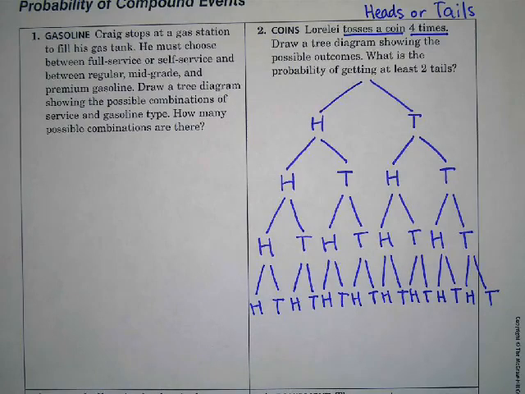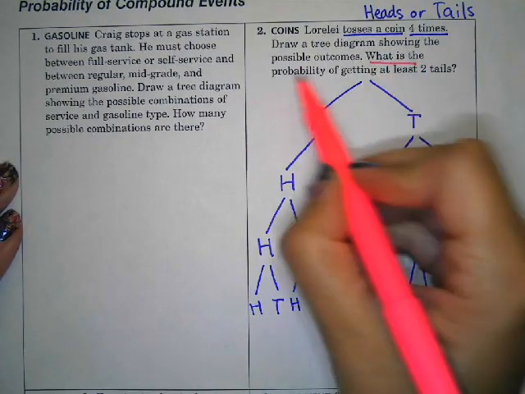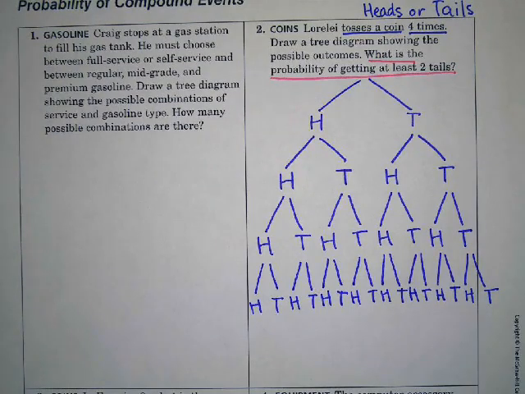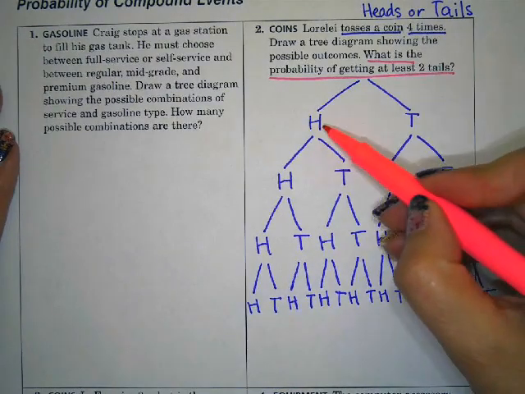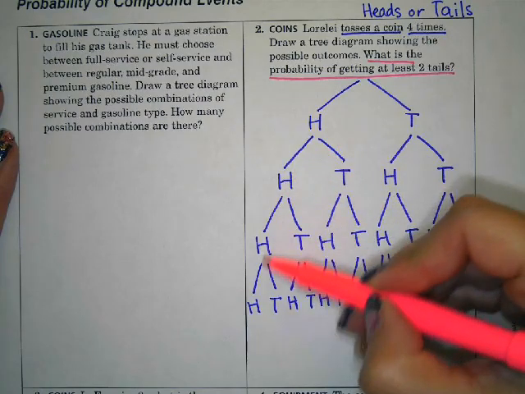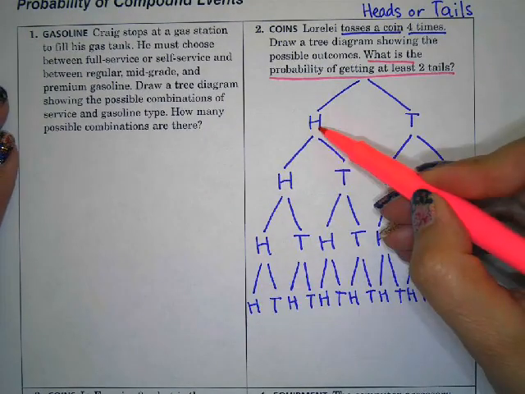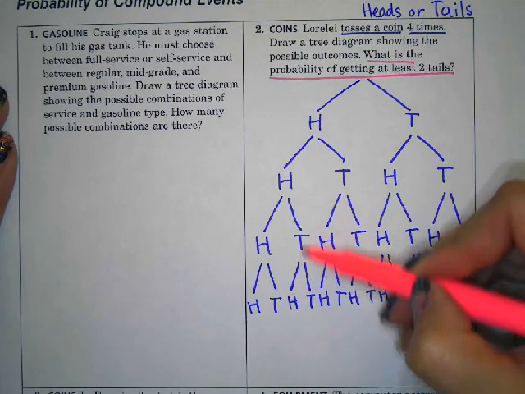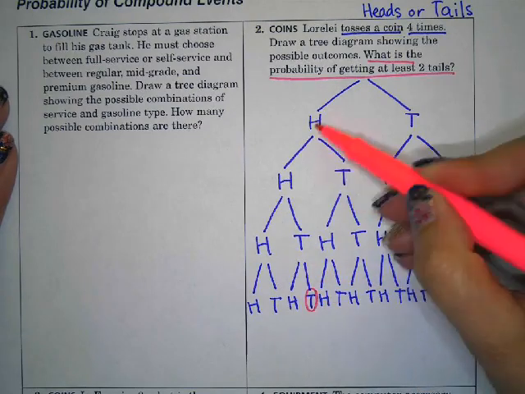Now the question asks us, what's the probability of getting at least 2 tails? Okay, so then let's go through and figure this out. So if we get 2 tails, now in this line here, we don't have any tails, so that's not going to work. Then let's follow this next one. When we get to here, we have 1 tail, and not that one, this one, tails. Okay, so we can follow this path here.